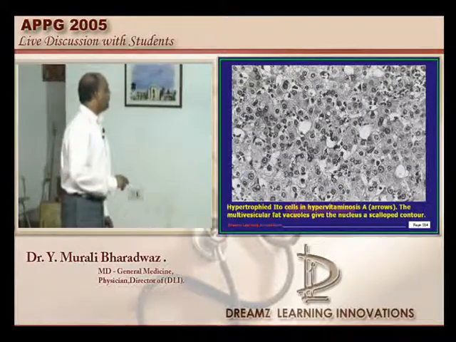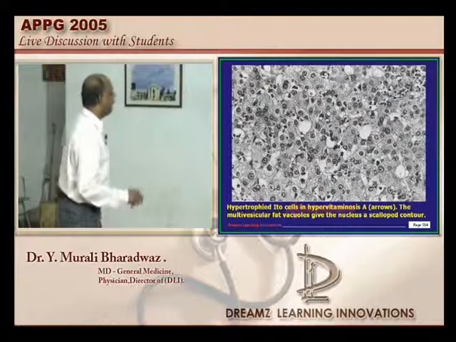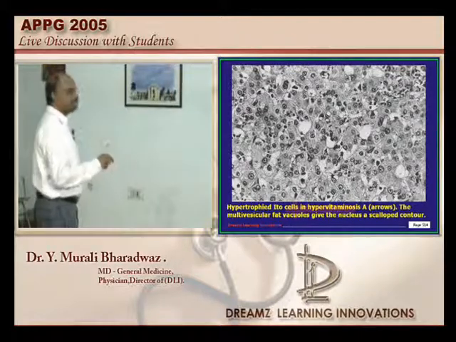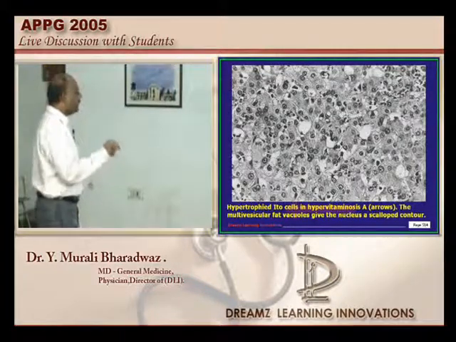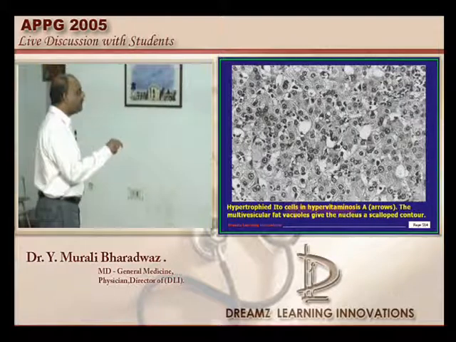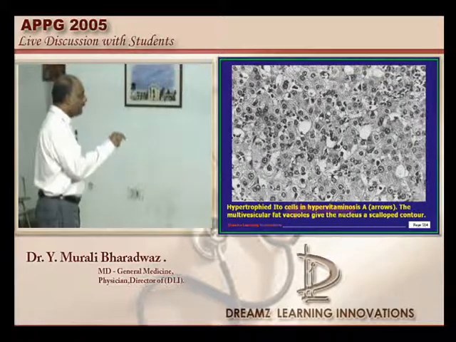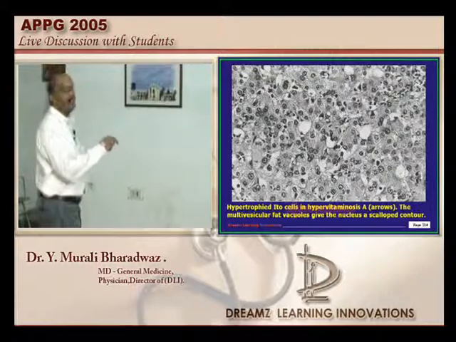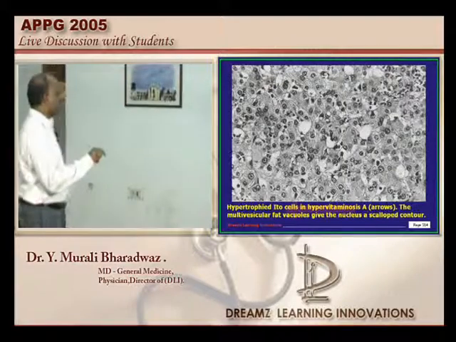And this is the typical appearance of a patient who has got a hypervitaminosis A, where all his Ito cells, which are identified by these fat vacuoles, have basically hypertrophied and increased in their number, is what I want to underscore to all of you.